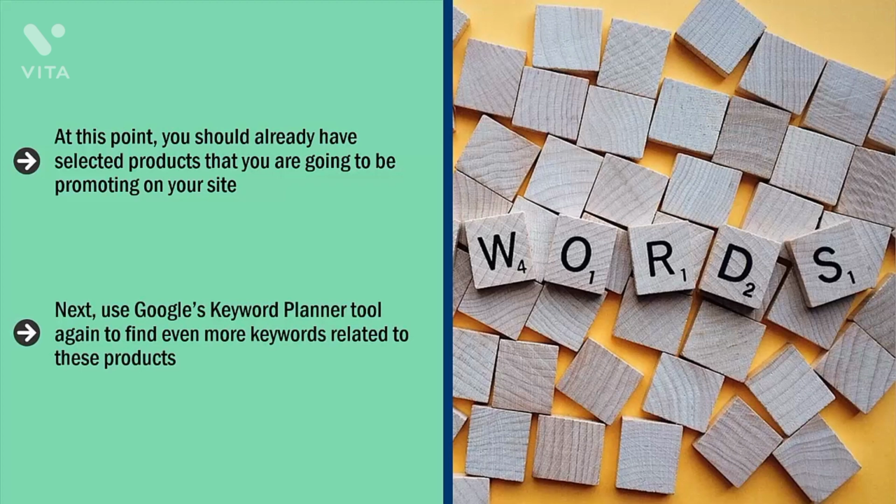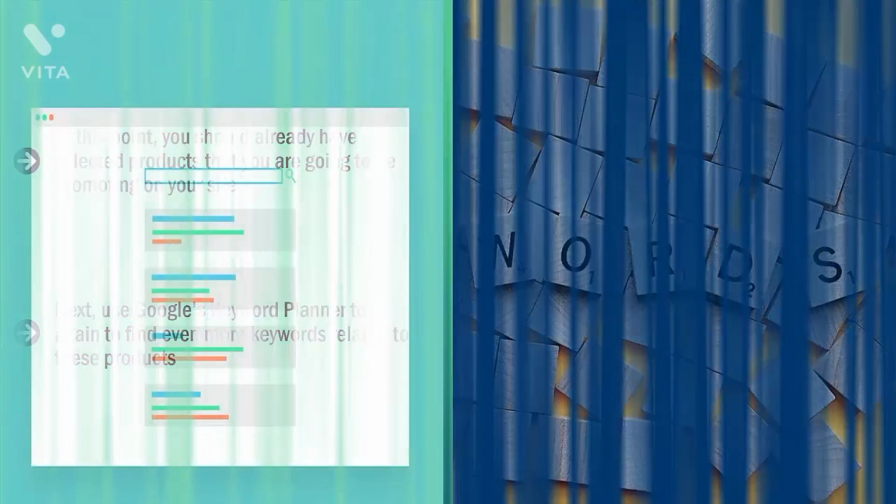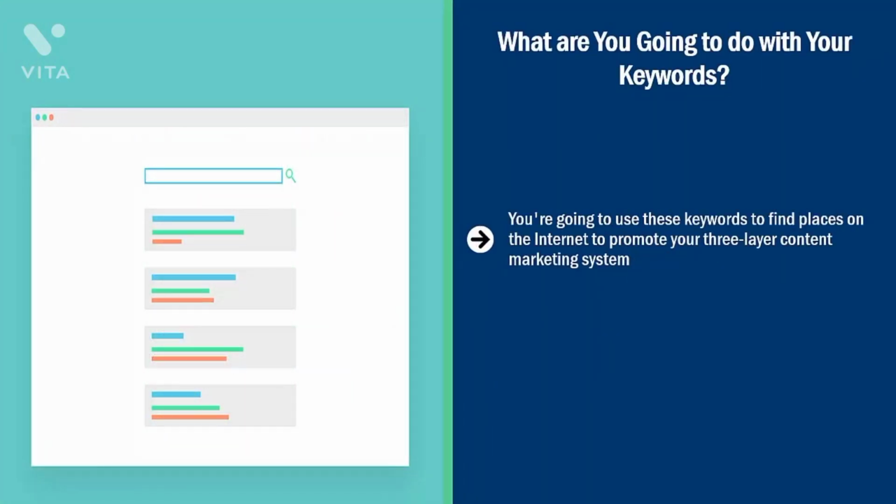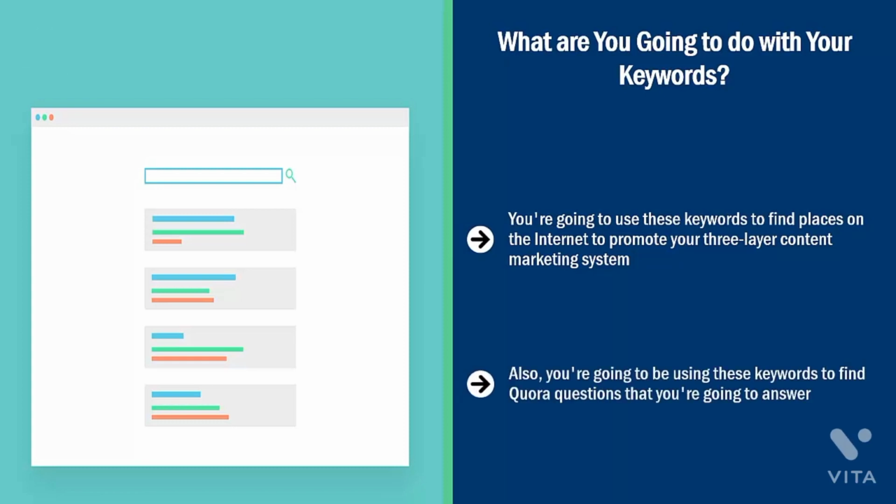Next, use Google's Keyword Planner tool again to find even more keywords related to these products. At the end of this process, you should have a long list of pages full of keywords that are related to the products that you are promoting. What are you going to do with your keywords? You're going to use these keywords to find places on the internet to promote your 3-layer content marketing system. You are also going to use these keywords to help guide you through the content creation process.